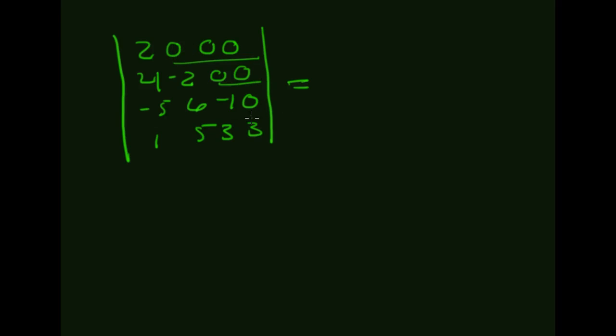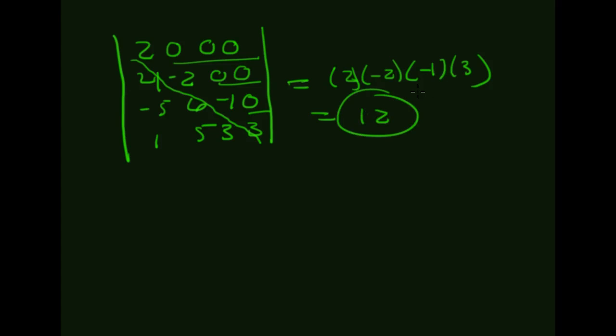But because everything above the diagonal is zeros, I only have to take the product of the values going down the diagonal. So let's see, 2 times negative 2 is negative 4, times negative 1 is 4, times 3 is 12. And there you go. I have the determinant. Should be 12. Yep, there we go. All right, so that's it for that.